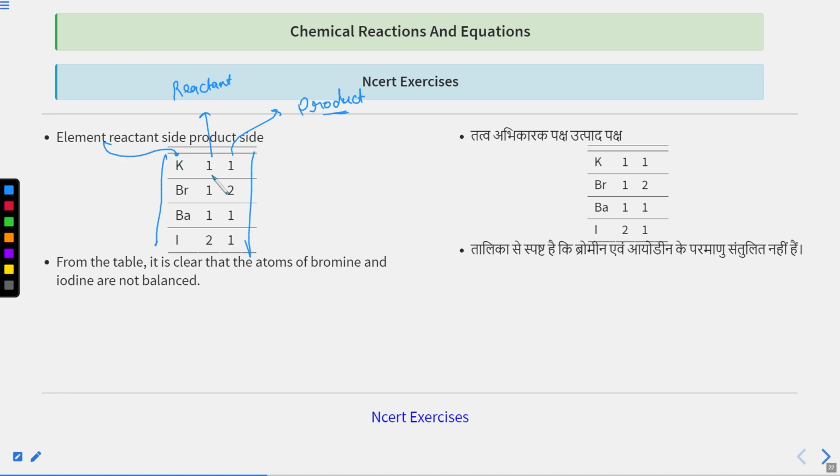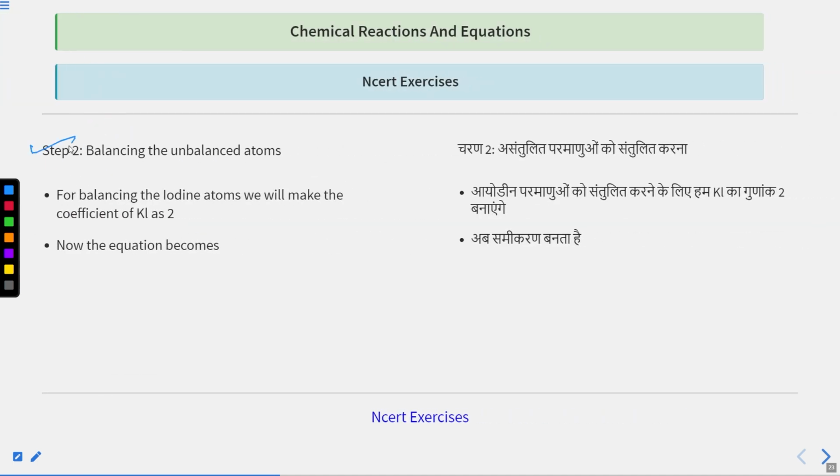So potassium: reactant side 1 and product side 1. Bromine 1 and 2. Barium 1 and 1. And iodine 2 and 1. So you can see potassium and barium are equal on both sides. From this table, it is clear that the atoms of bromine and iodine are not balanced. So what can you do here? You can do step 2.